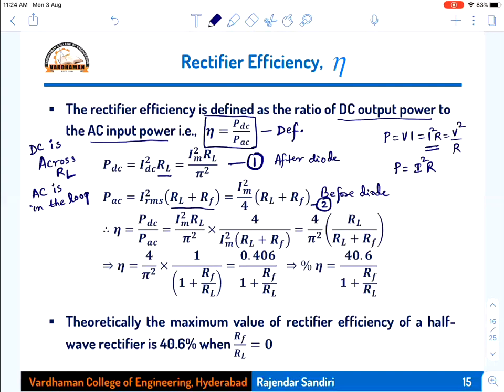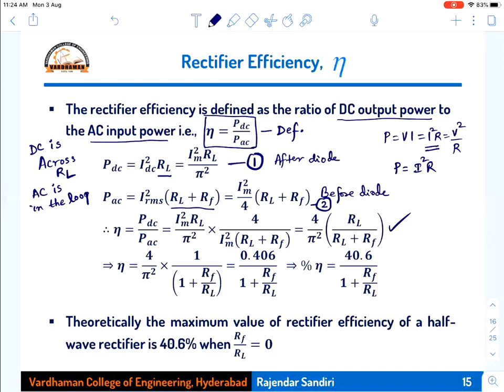Now these two equations 1 and 2 are there, right? These two equations you substitute in the definition. Efficiency eta is equal to PDC by PAC. So the PDC numerator is the first equation, and the PAC denominator is the second equation. Just substitute them, then you will get Im square into RL by pi square, into 4 by Im square into RL plus RF. Then Im square both will cancel. Then it will become 4 by pi square into RL by RL plus RF.